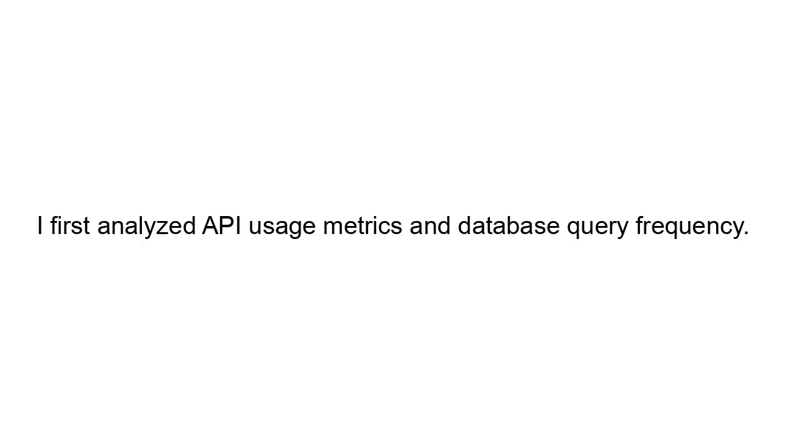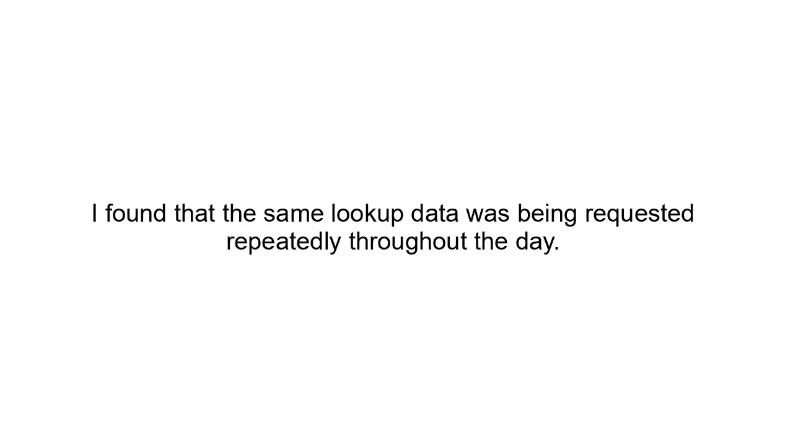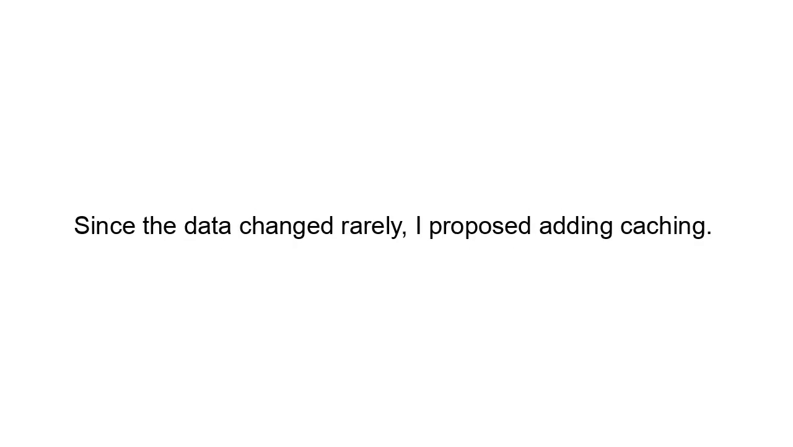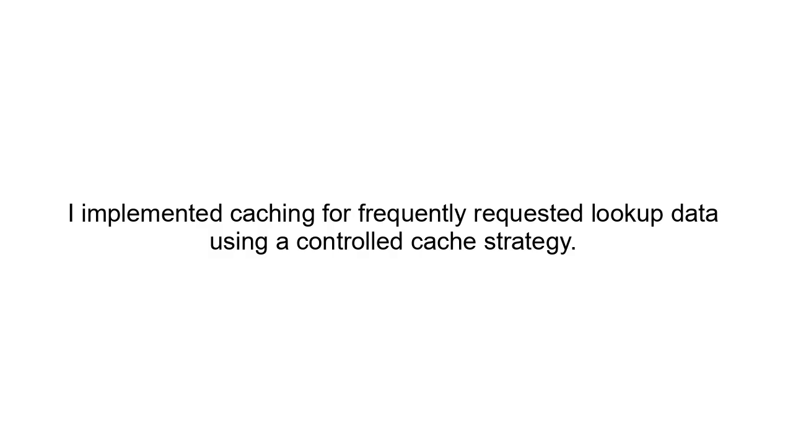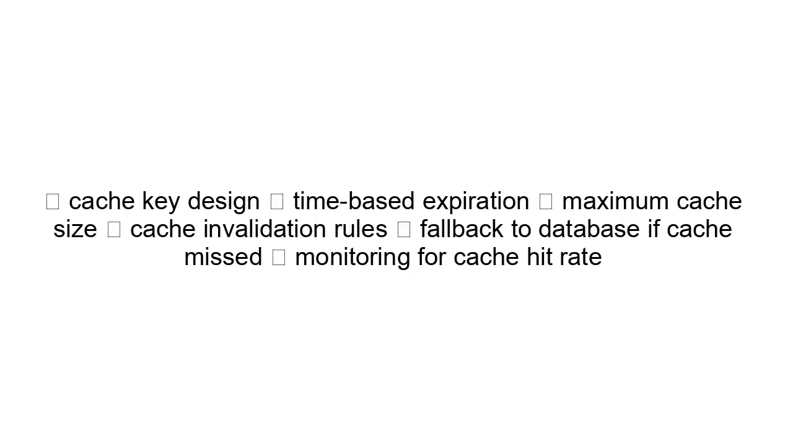Action. I first analyzed API usage metrics and database query frequency. I found that the same lookup data was being requested repeatedly throughout the day. Since the data changed rarely, I proposed adding caching. I implemented caching for frequently requested lookup data using a controlled cache strategy. I added cache key design, time-based expiration, maximum cache size, cache invalidation rules, fallback to database if cache missed, monitoring for cache hit rate.